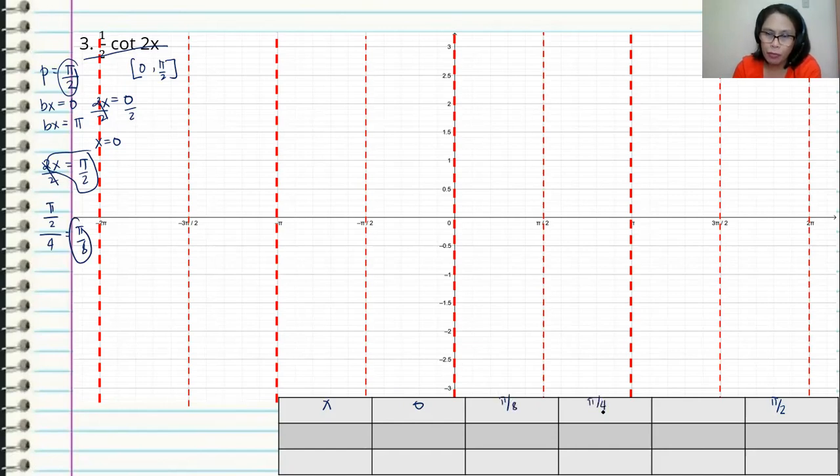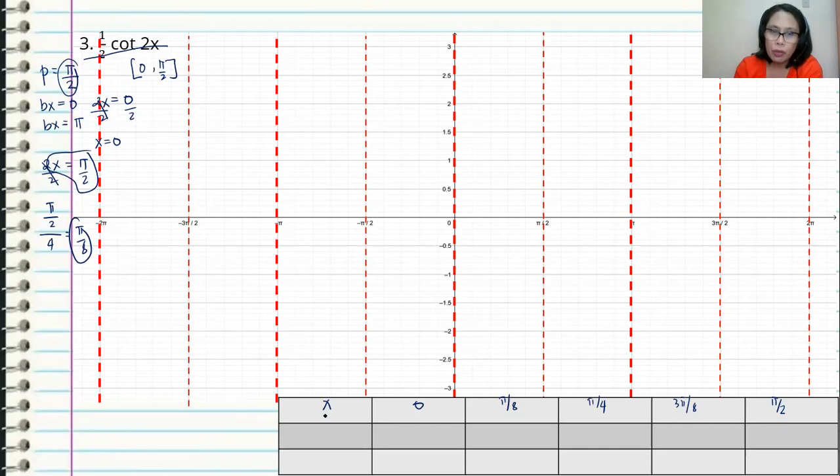We have pi over 4. And pi over 4 plus pi over 8, we have 3 pi over 8. And 3 pi over 8 plus pi over 8 gives us pi over 2.